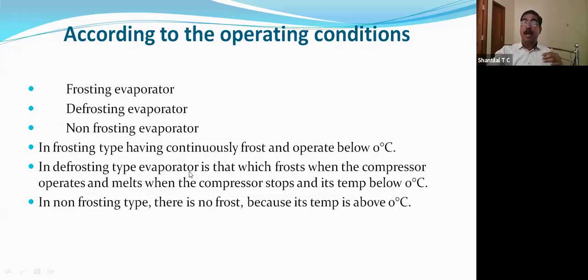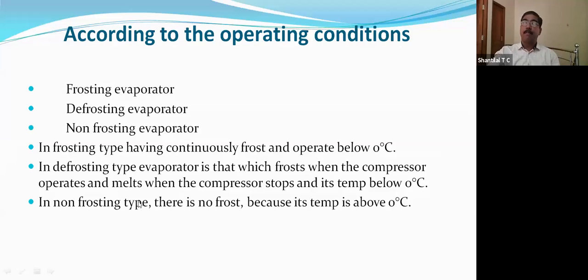The defrosting type evaporator also has more frost, because its temperature is also below 0 degrees centigrade. Example, refrigerator. The refrigerator evaporator temperature is below 0 degrees, and more frost accumulates in the evaporator coil. We call that a defrosting type evaporator too, because once frost is accumulated, we have to defrost with the help of defrosting methods. Another is the non-frosting type evaporator.